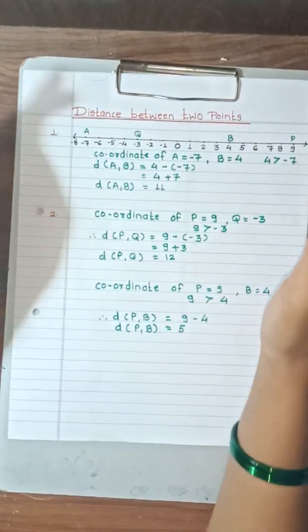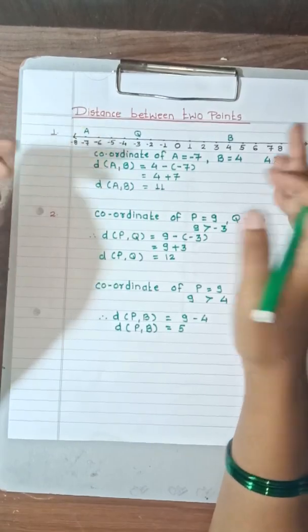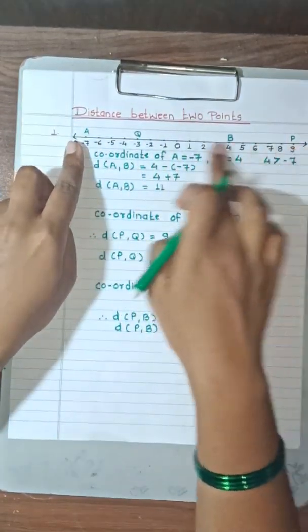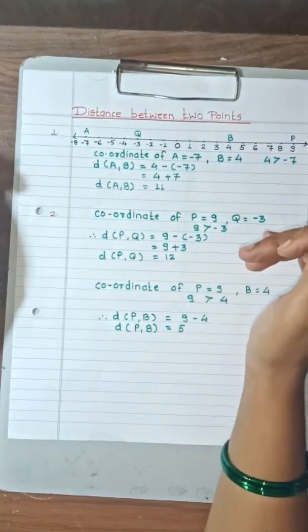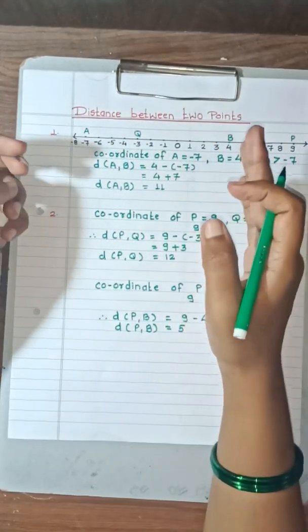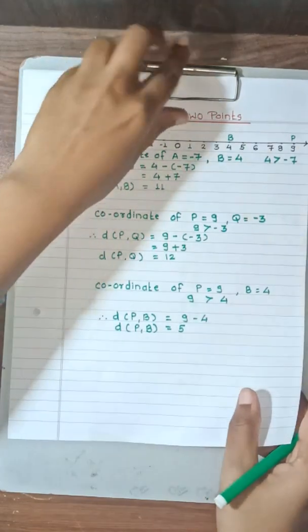So this was in the case of the number line. You know how to find the distance between 2 points on a number line. Now, what if the axes are given to you, the X axis and Y axis? Let us move on towards it.